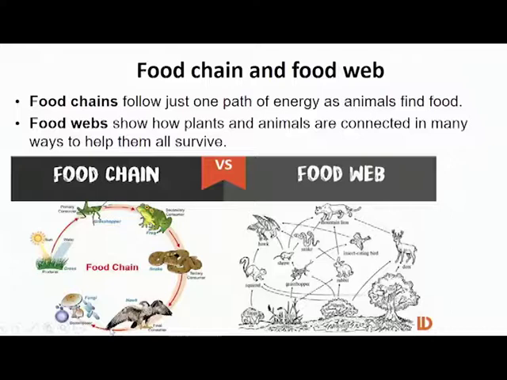Then we have a food web that shows how plants and animals are interconnected in many ways to help them all survive. A food web is actually a connection of multiple food chains. With this it demonstrates that most organisms eat and are also eaten by more than one species.